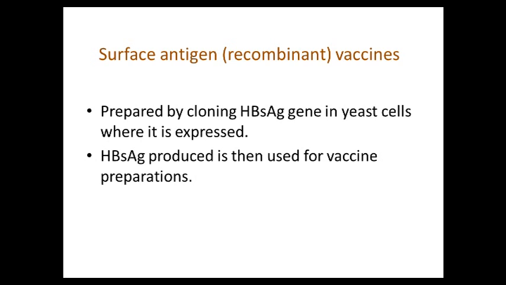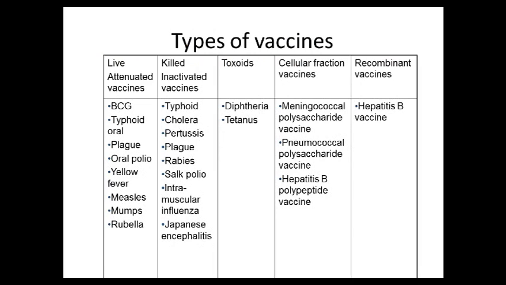So in a nutshell, what we are going to look at now is a table which shows us examples of the different types of vaccine. So we have live attenuated, killed or inactivated vaccines, toxoids, cellular fraction vaccines and recombinant vaccines. Here you can see the examples of each of them. The vaccine against tuberculosis, BCG, is a live attenuated vaccine. The other examples are oral typhoid, oral polio. The word oral is important here because the types of vaccines differ based on the different routes of administration. So you can find oral typhoid as live attenuated, whereas typhoid vaccine as a killed vaccine.